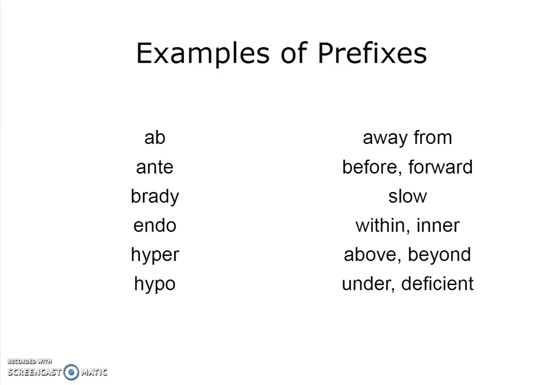Here are some examples of prefixes and their meanings. Ab means away from. Ante means before or forward. Brady means slow. Endo means within or inner. Hyper means above or beyond. Hypo means under or deficient.